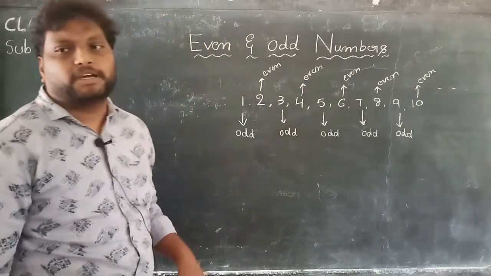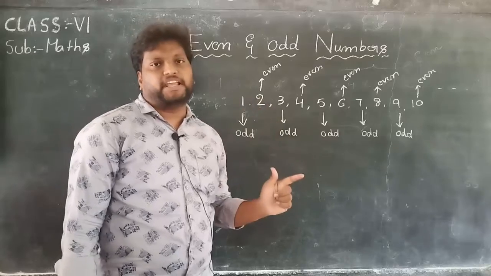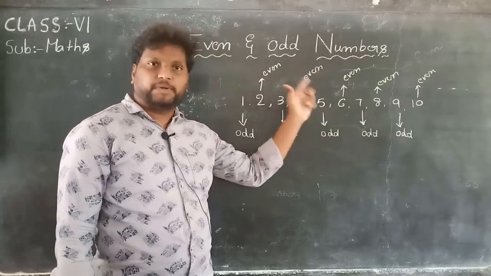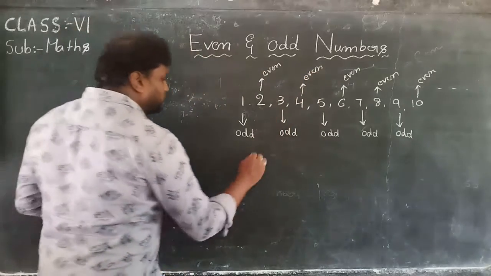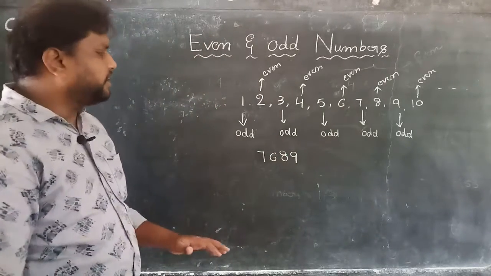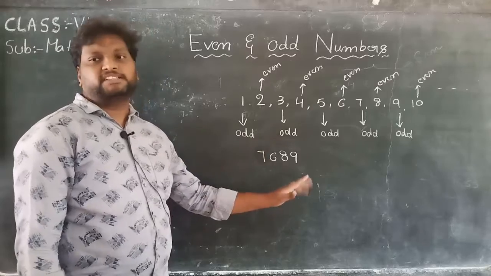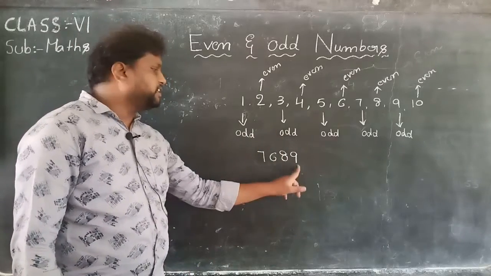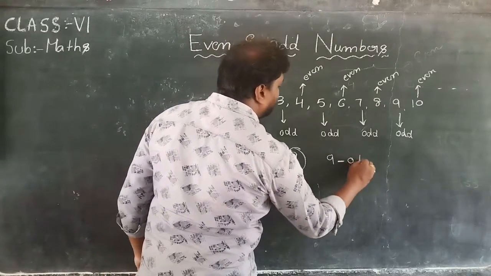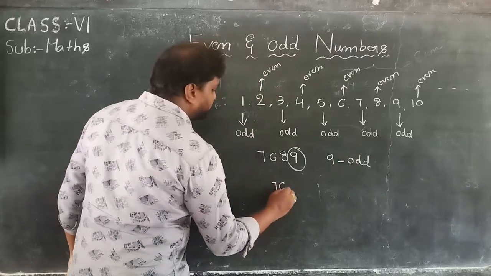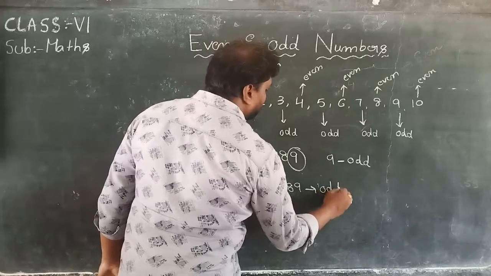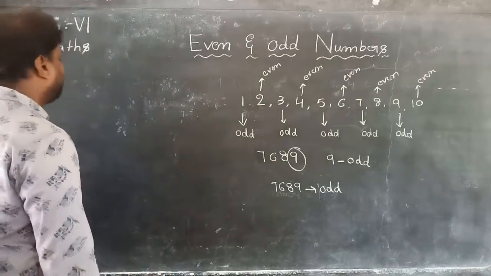Not only these numbers: an even number is any number with an even digit in the ones place. For example, 7689. Don't consider the remaining digits; look at the ones place. The number in the ones place is 9, and 9 is odd. That's why 7689 is also an odd number.